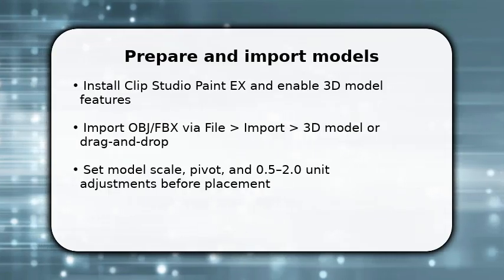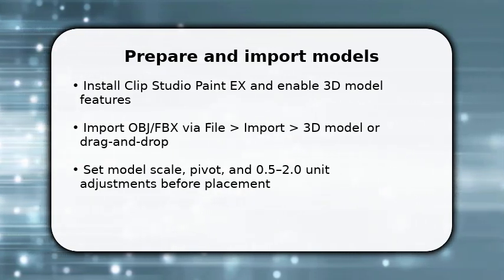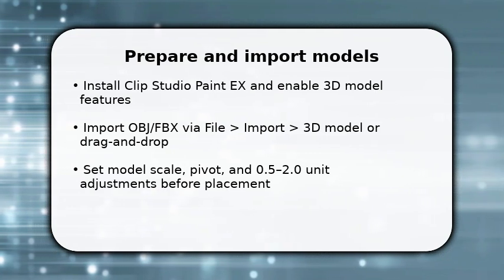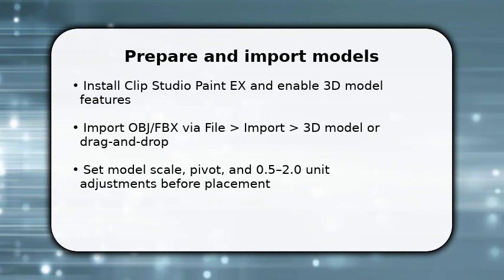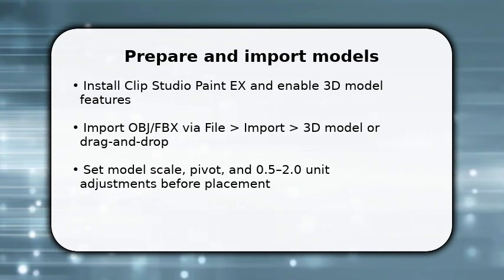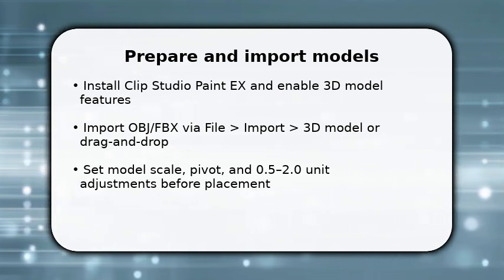You'll start by importing the 3D model. Open File, Import 3D Model, and choose OBJ or FBX. Set scale and pivot immediately so posing matches your canvas. This avoids later stretching. Once done, position the model layer above sketch layers and lock background layers.